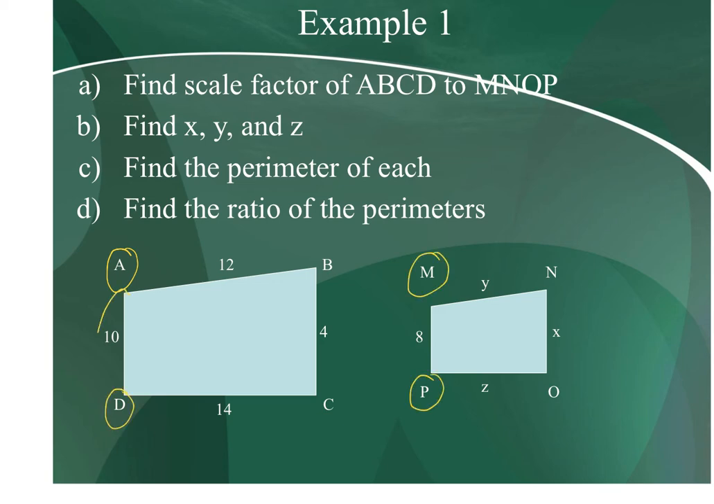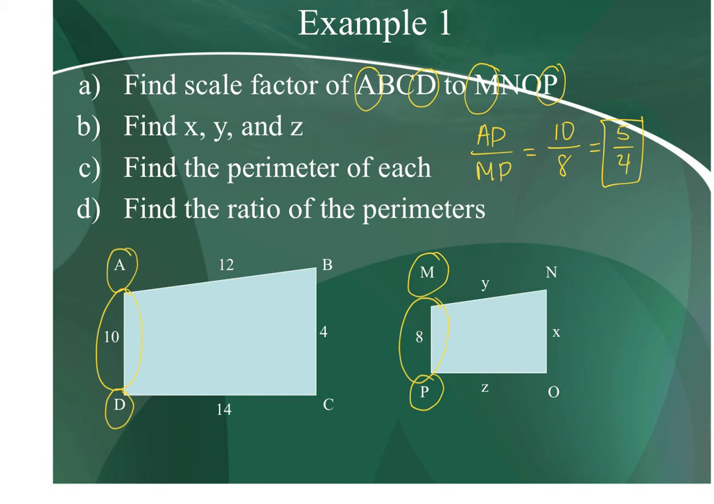This one's 10 and this one's 8. Do those match up in our similarity statement? AD and MP. Yes, they do. The first and the last, the first and the last. So we're good. Let's write it AD over MP. What am I going to get? 10 over 8. That simplifies to what, Noah? 5 over 4. Excellent.